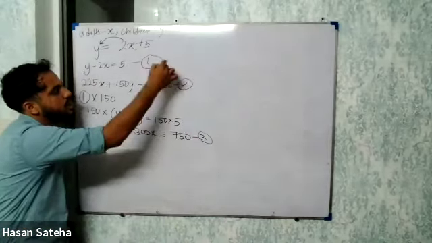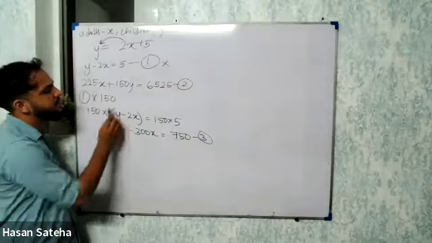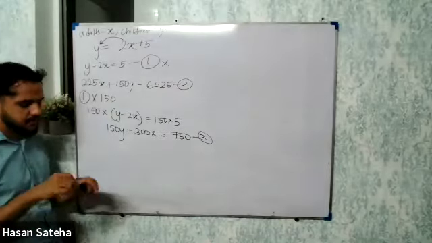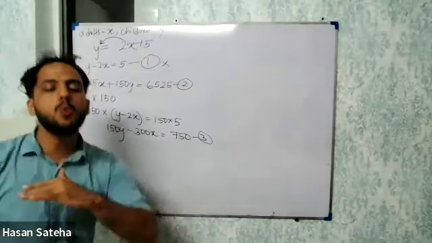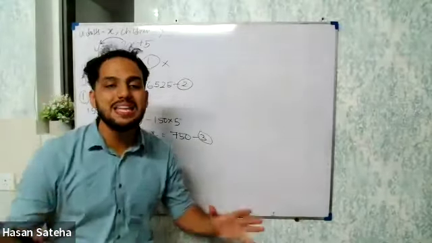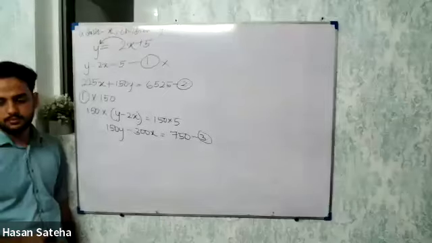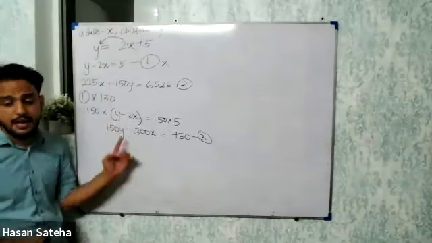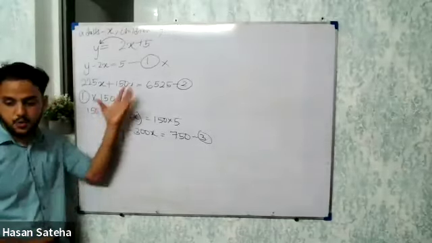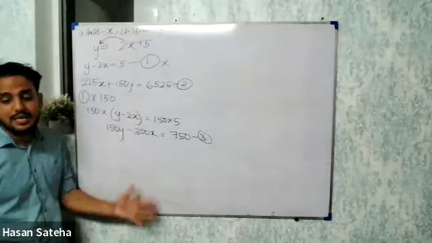Now compare the second and the third. Here also you have 150y. Here also you have 150y. Now how do you remove the 150y? Do you add it or do you subtract it? Anyone? Add it. If you add it, can you remove the y here? Both are addition. If you add it, it will become 300. Then what do you do?